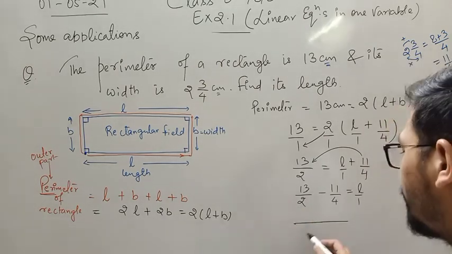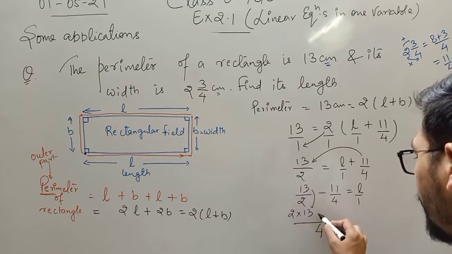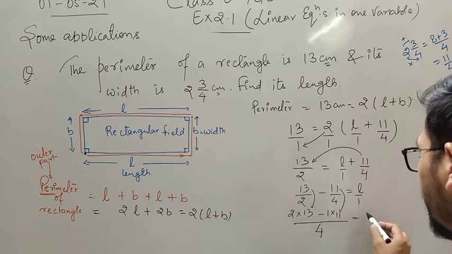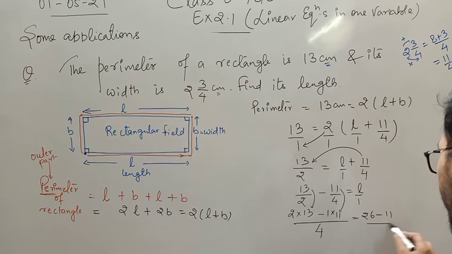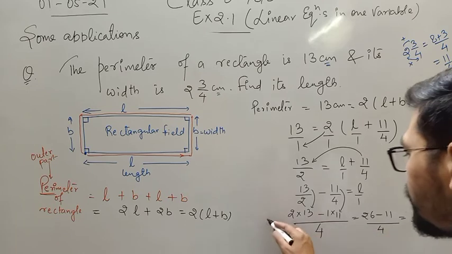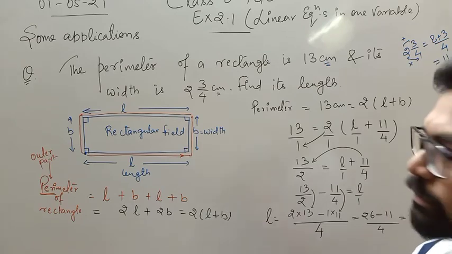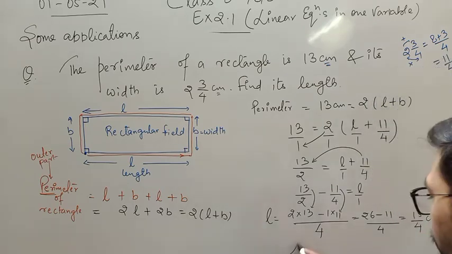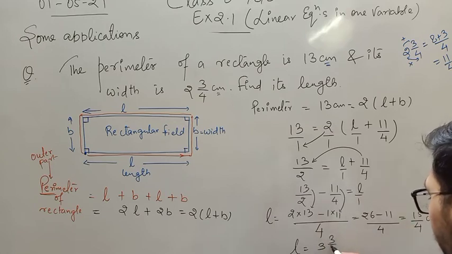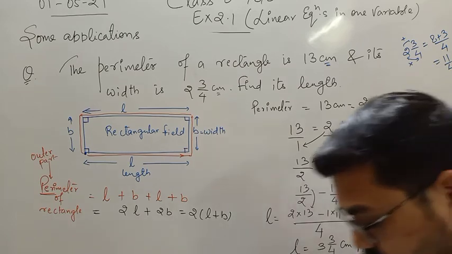LCM of 2 and 4 is equal to 4. 2 2s are 4 into numerator 13. 4 1s are 4 into numerator 11. So what will you get? 13 2s are 26 minus 11 divided by 4, which is equal to 15 divided by 4 centimeters. So this is the length of this rectangular field which is asked in your question. Or you can write L as a mixed fraction: 4 3s are 12, 3 3 by 4 centimeters is your answer. Note it down fast.